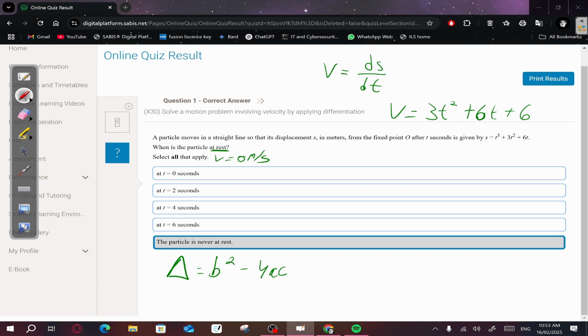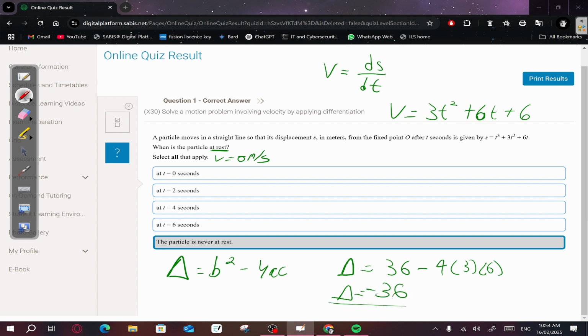So let's substitute in our values. So b squared, b is 6, so 6 squared is 36, minus 4ac, so 4 times a, which is 3, times 6. Okay, this is delta. Delta is equal to 36 minus 4 times 3 times 6, which gives me negative 36.